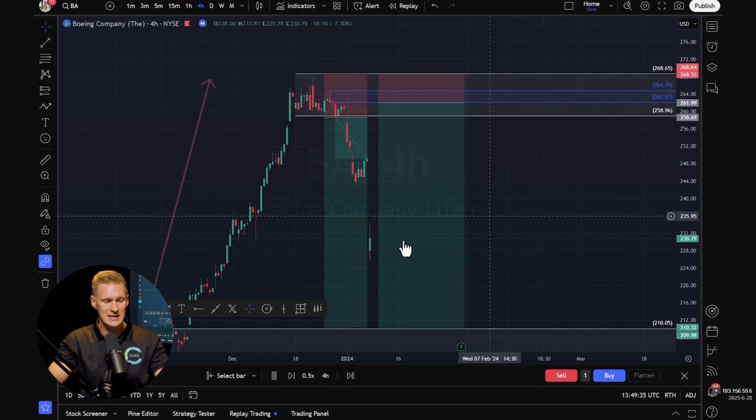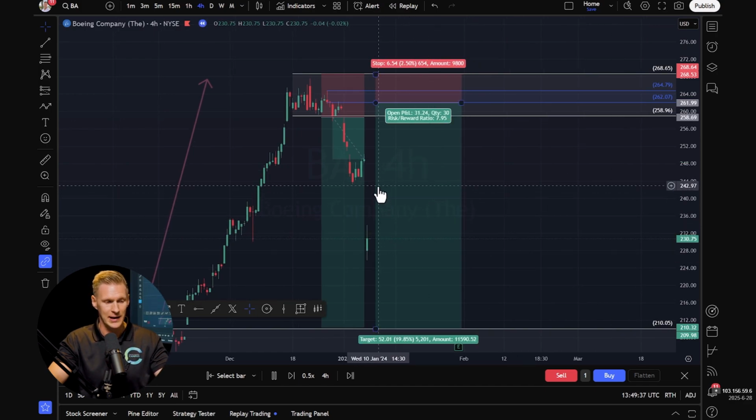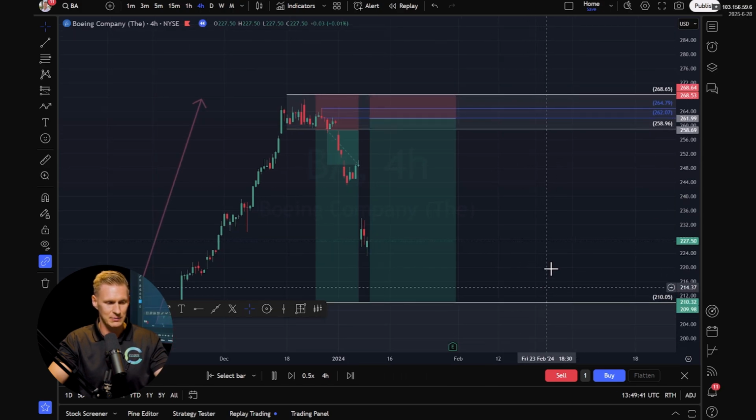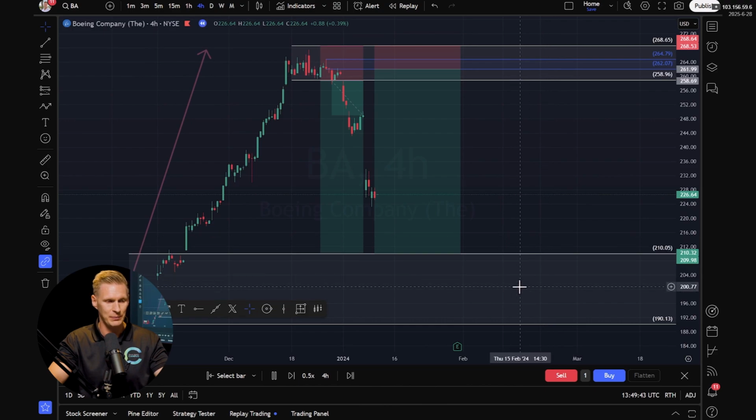Don't forget, that was just an example. Wow, a gap down as well. It was an example, this target, right? But maybe we will hit this one. Let's wait.